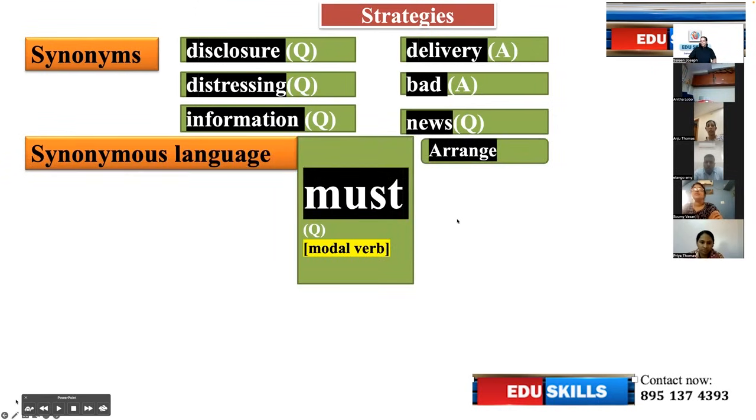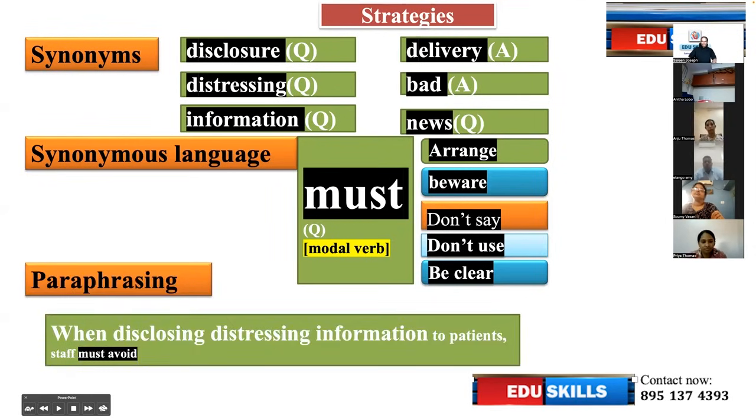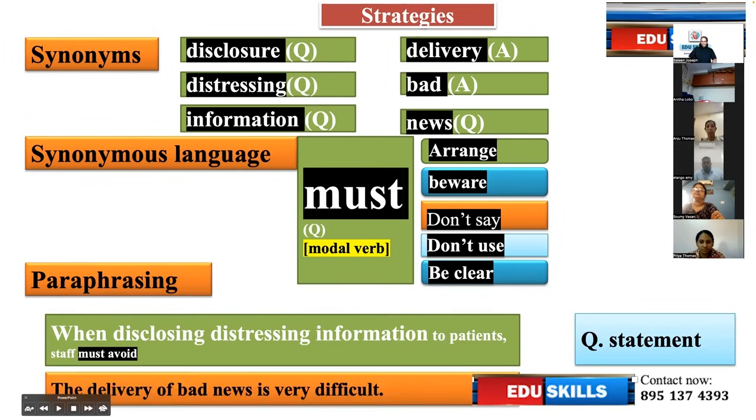Synonymous language: in the place of must, synonymous language is used: arrange, beware, don't say, don't use, be clear. These are synonymous expressions, not synonyms. Synonymous expressions give the same taste, color, and smell, and what you call the power of that word must. Then paraphrasing: when disclosing distressing information to patients, staff must avoid. That is a question statement.